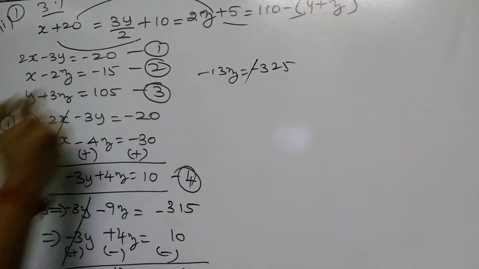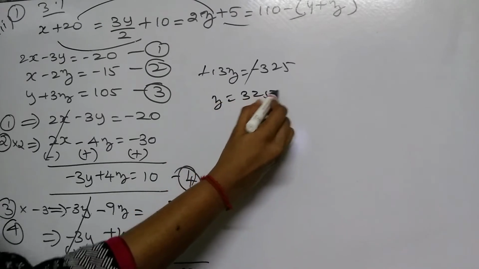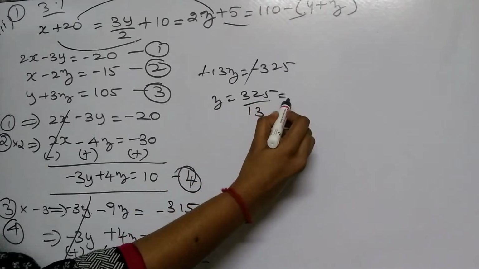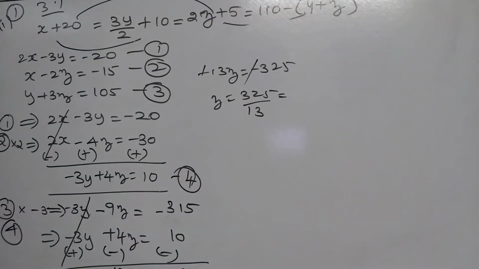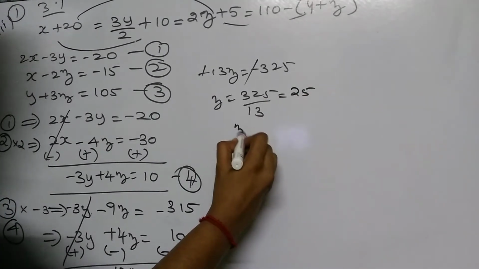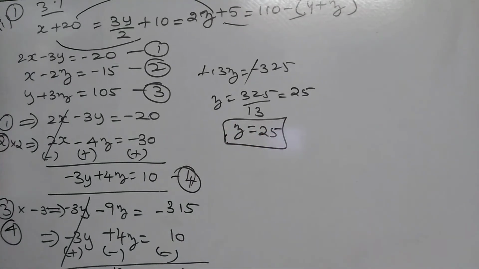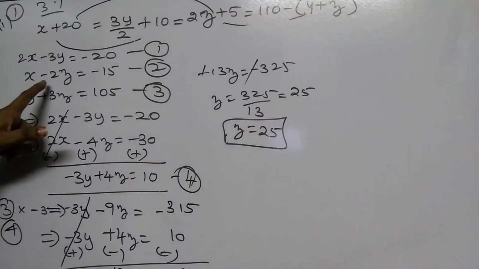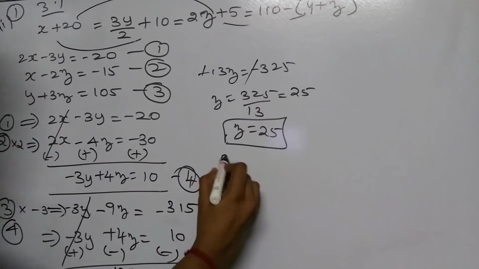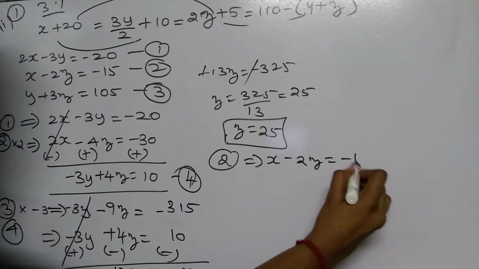So minus and minus again cancel. So z is equal to 325 by 13, which is, what is your z? 25. So your z is 25. After finding the z value, find the remaining. Substitute in one of the equations and find it. See, in the second equation you can substitute, is it not? What is your second equation? x minus 2 times z is equal to minus 15.